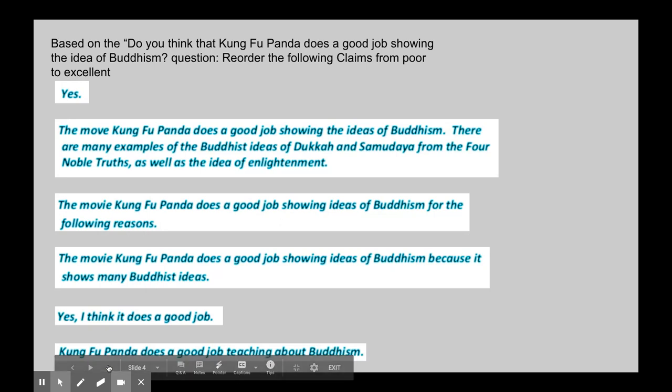Now let's look at some different claims here. This is about the movie Kung Fu Panda. And so you want to now take a moment and rearrange these teal statements from a poor claim to an excellent claim. So just use your mouse and move these around to place them in order of a poor claim to excellent claim. So I'll give you a minute here to go ahead and do that. And if you need more time, go ahead and pause the video.